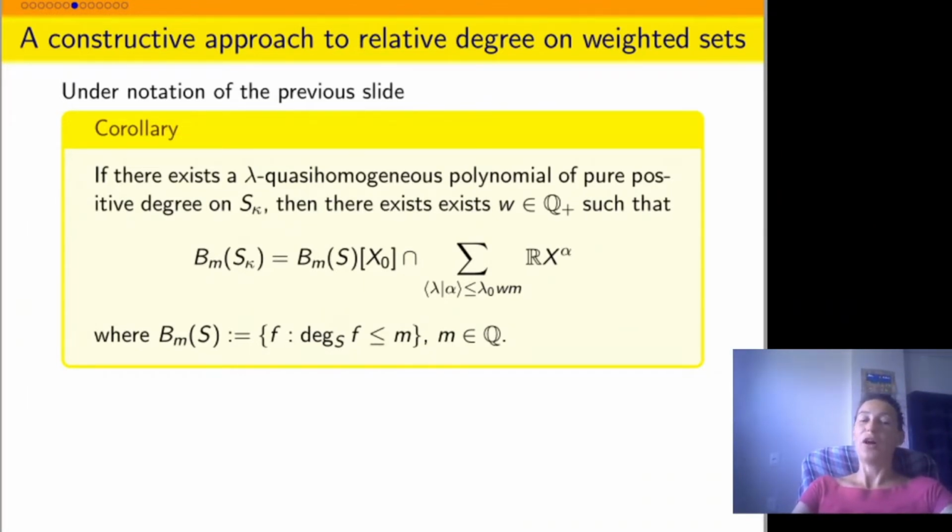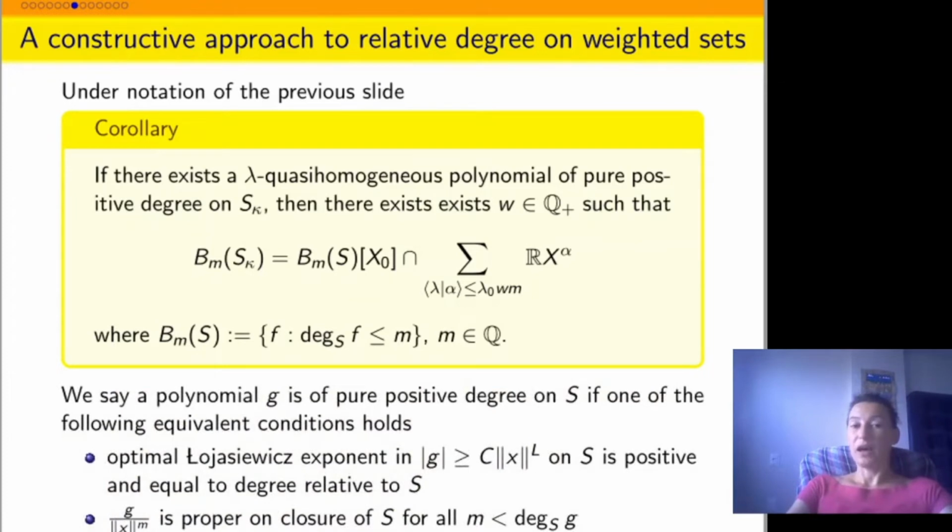It's just the set of all polynomials such that their degree with respect to S is less than or equal to m. And m can be any rational number, but as I said before, in fact, the set of possible rational degrees is a discrete set. So in fact, there is a discrete family of such non-trivially different modules.